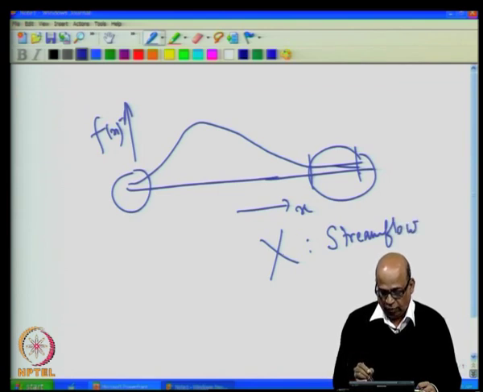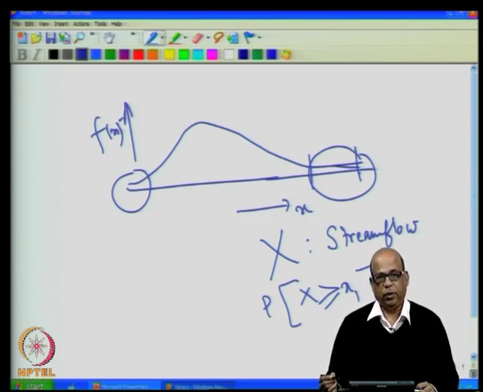And we may be interested in particular values of stream flows, or we may be interested in the event that x is greater than or equal to a given value of x, let us say x 1 or some such thing, and we may be interested in the probability of x being greater than or equal to x 1 for the flood flows.